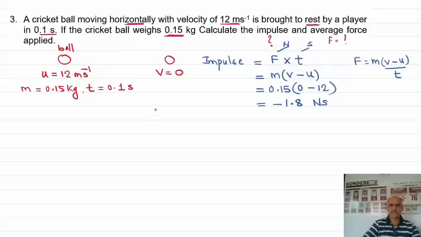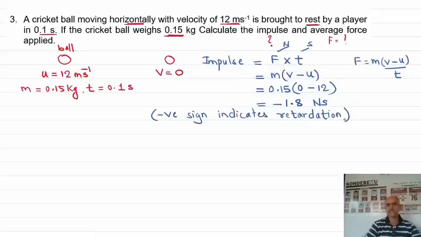So what does the negative sign indicate? Negative sign indicates retardation, means speed is decreasing.